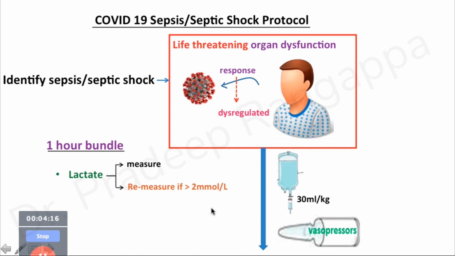And lactate generally should be less than 2, or it should not be there. If it is more than 2, then he is in sepsis, and you would monitor. You would give this 30 ml per kg body weight as a fluid bolus, and after an hour you would repeat a lactate to see if lactate has come down.